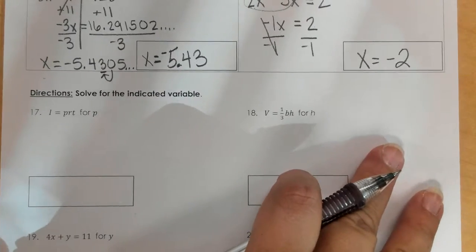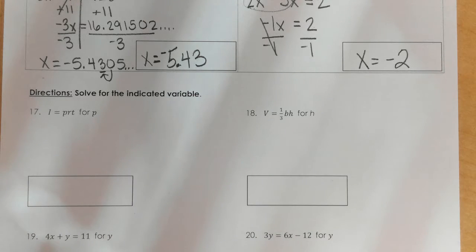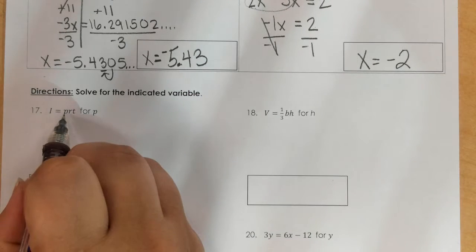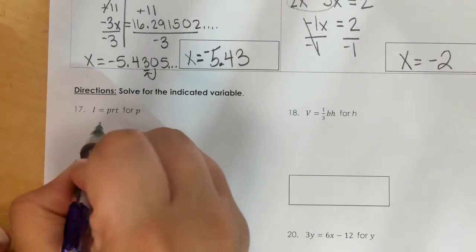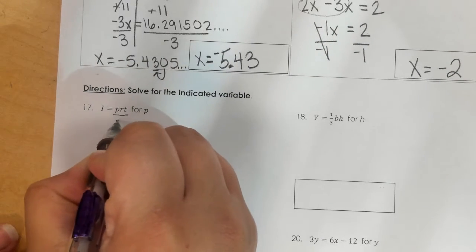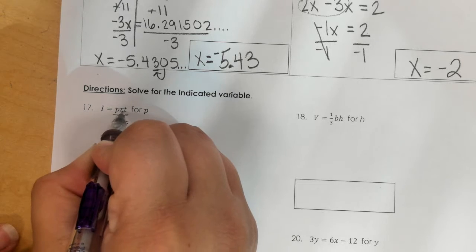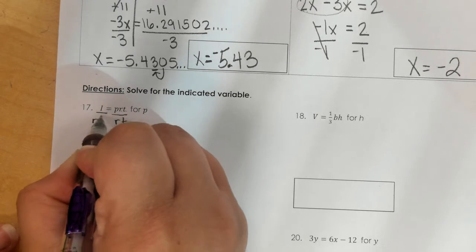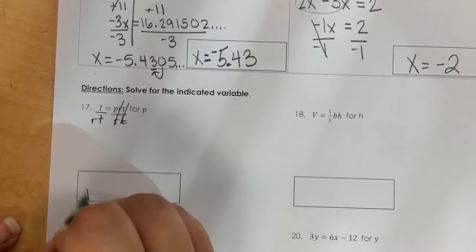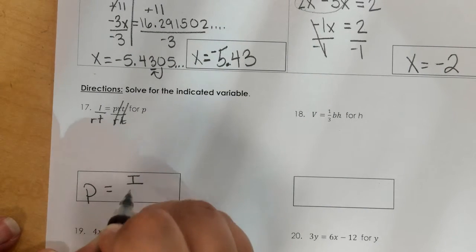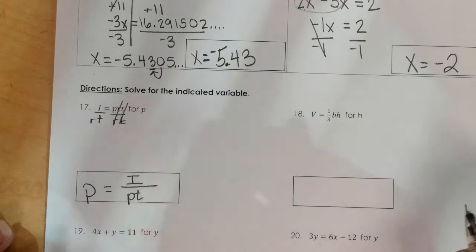Okay, for the bottom part here, directions. Solve for the indicated variable. So if we want letter P by itself, then RT has to go away. And the way to do that is to divide by RT, since this is saying P times R times T. Do the opposite. So the R's cancel, the T's cancel, and we have P equals I over PT.